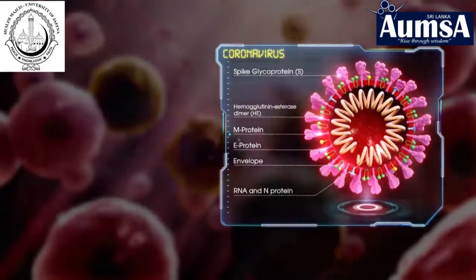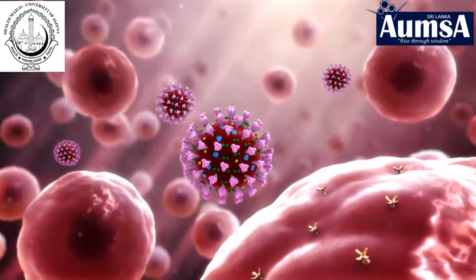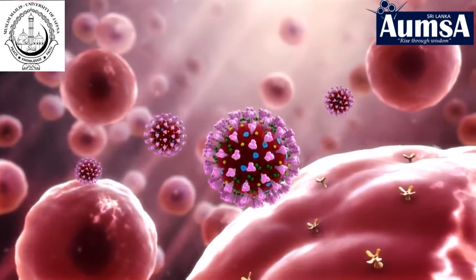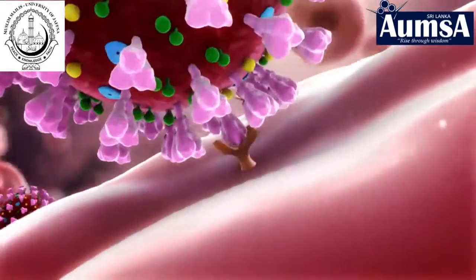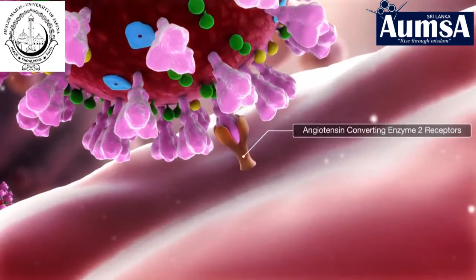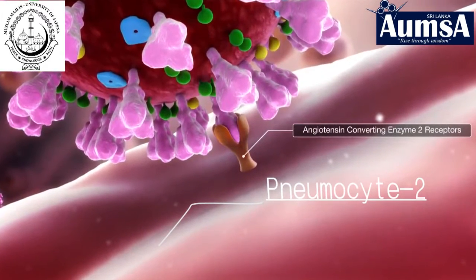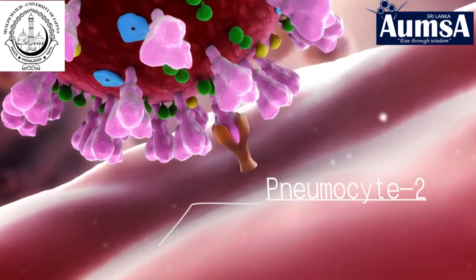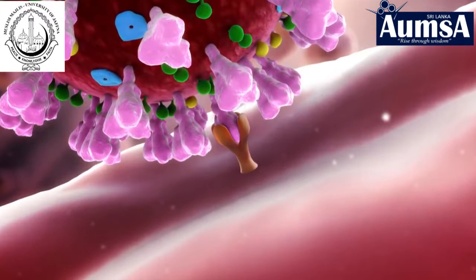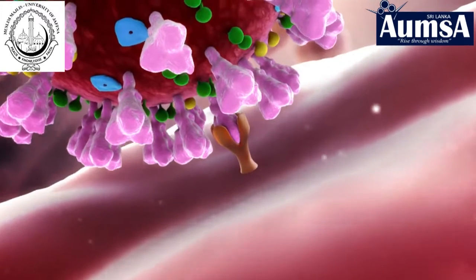COVID-19. The deadly disease COVID-19 is caused by the entry of SARS-CoV-2 virus into the human body by binding of the spike protein to the angiotensin-converting enzyme 2 receptors present on the type 2 pneumocyte cell surface in the respiratory tract.